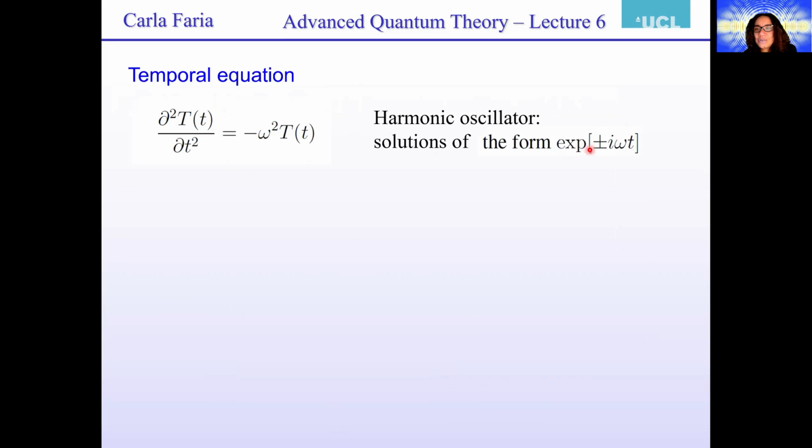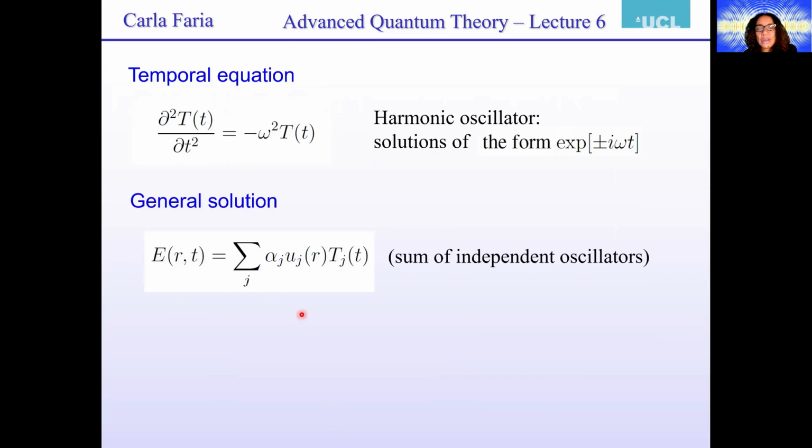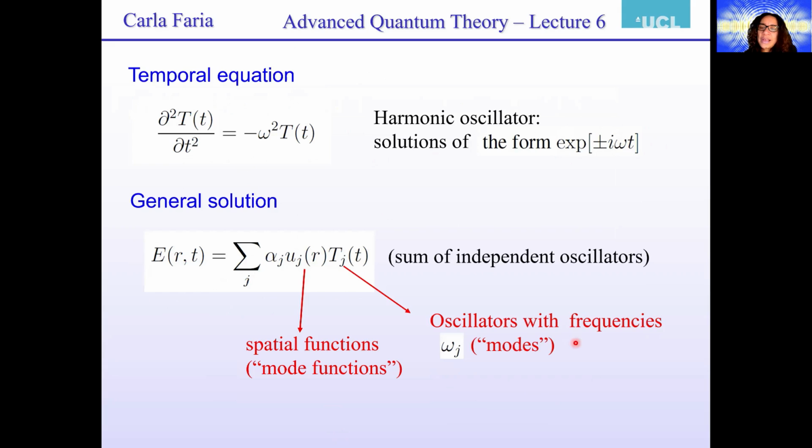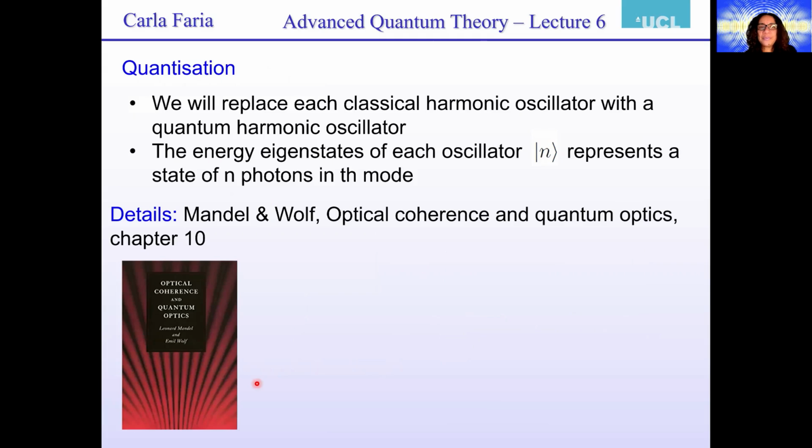So we know that the solutions are going to be of this form, e to the plus or minus i omega t. And the general solution then is going to be something like that. So this is the sum of independent oscillators, if you want. You have spatial functions, you have oscillators with frequencies omega j, and you're going to have also some weighted sum. So you have all these coefficients. This is like the most general form we could have for this electric field.